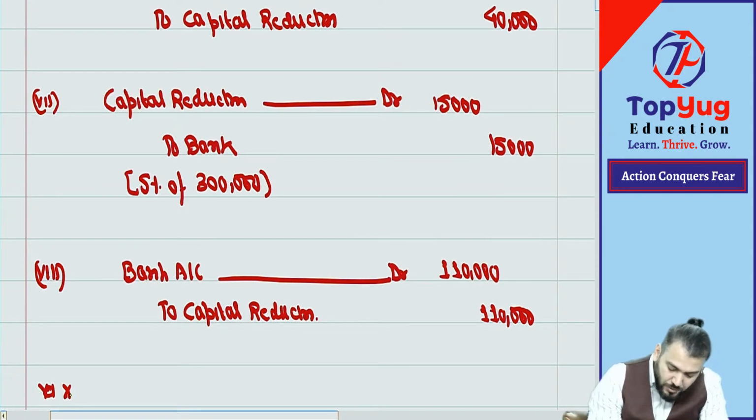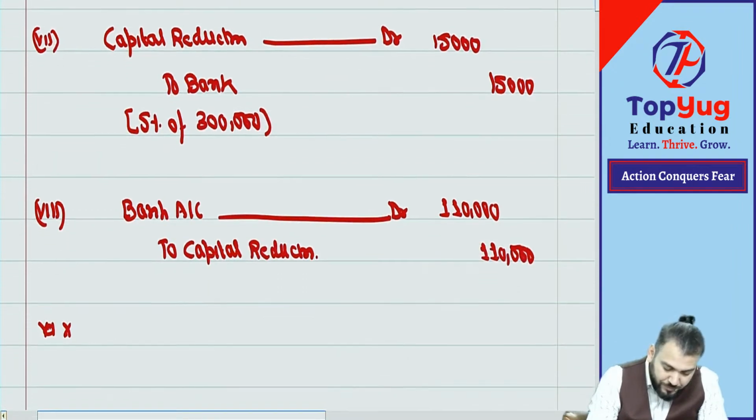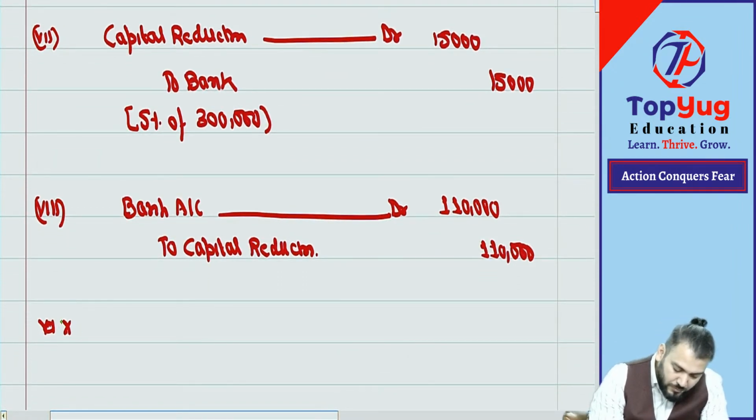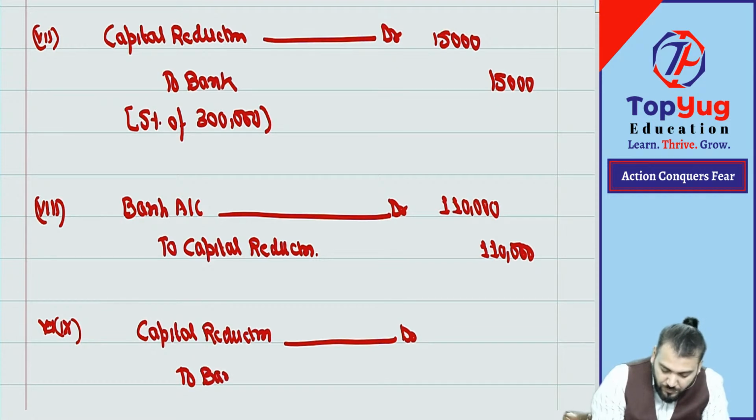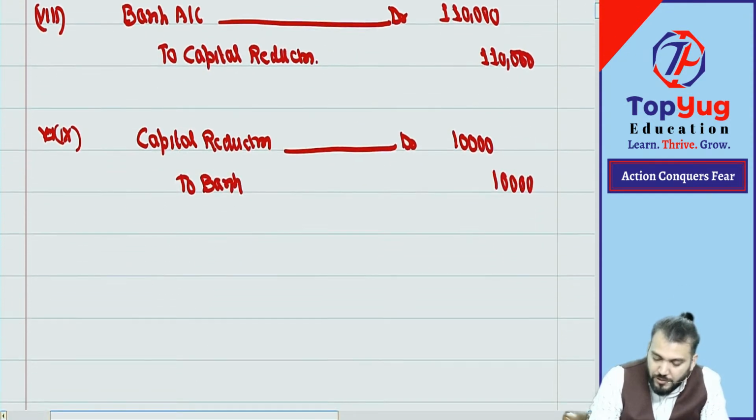Yes. Now you become expert. Capital reduction account debit to bank. How much? 10,000. This you have also understood.